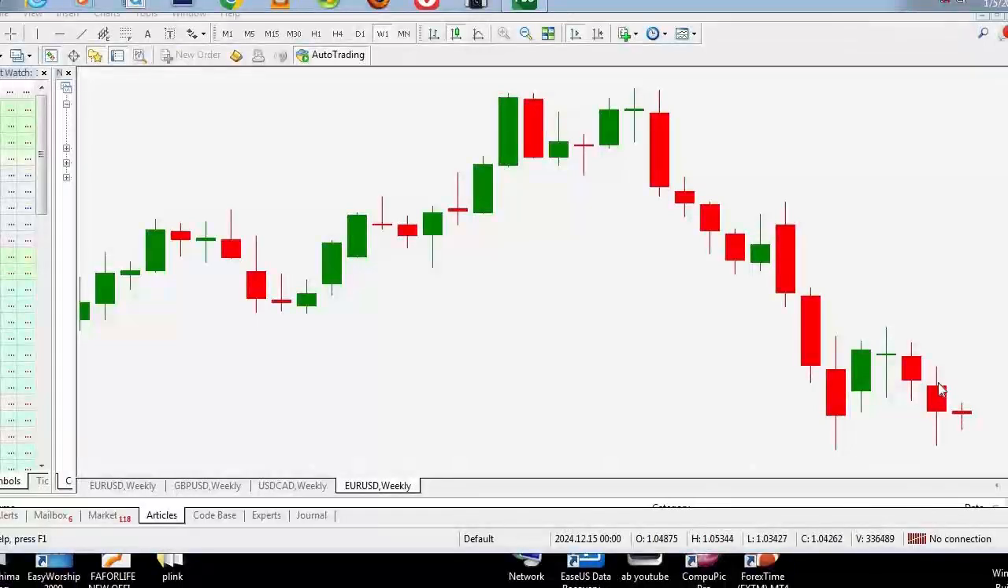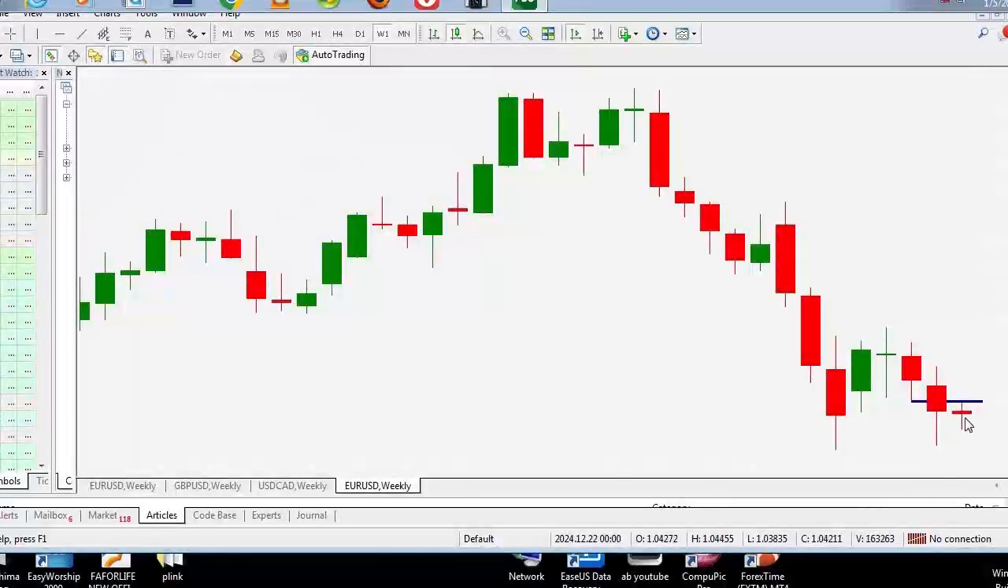So in this case, this is a fair value gap on the weekly chart. It's here in this area. This candle is exposed here because the high of this candle has not touched this candle. So there's a space here, which is referred to as a fair value gap. I'll mark it out for you to see. So that's a fair value gap here on the weekly chart.